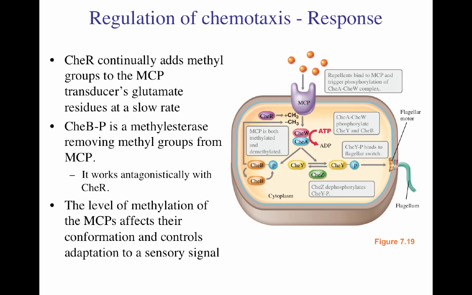So let's check the response again. CheR is going to continually add methyl groups to the MCP protein at glutamate residues, and is adding that constantly at a slow rate. The phosphorylated CheB is a methyl esterase and is able then to remove those methyl groups from MCP. So CheB phosphate and CheR are working antagonistically to one another. One adds methyl groups and the other one removes them. Now the level of methylation of the MCP is going to affect its conformation and control the adaptation to a sensory signal.